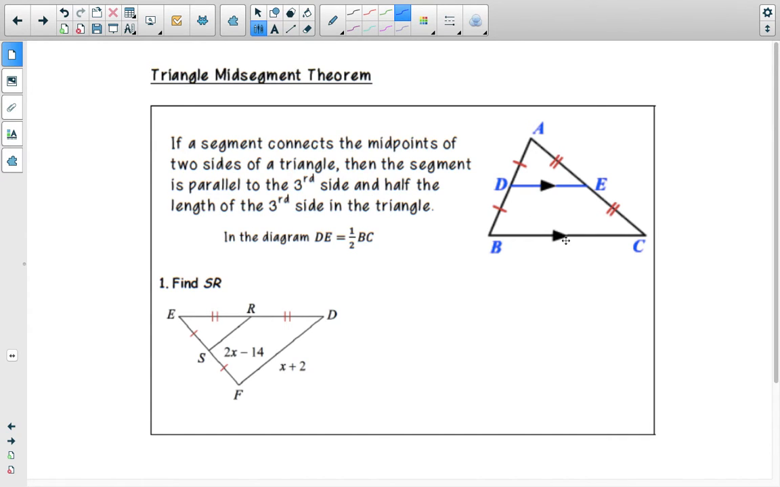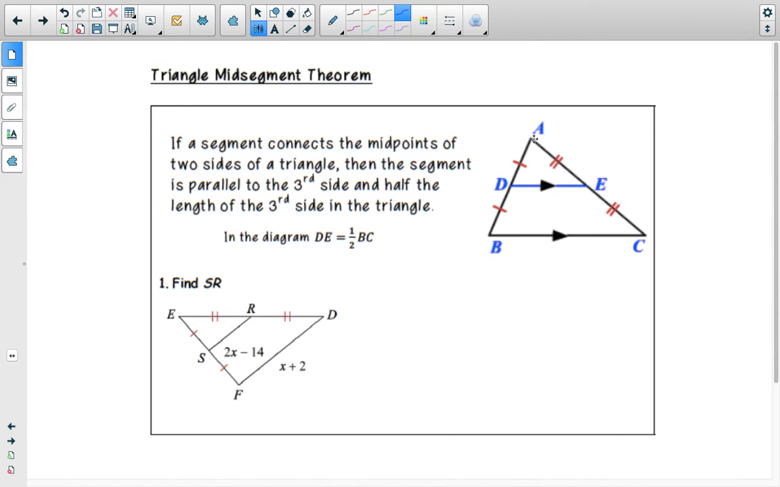So what this means, if a segment connects the midpoints of two sides of a triangle, so point D here is in the exact middle of segment AB. So D is the midpoint. Point E is in the exact middle of segment AC. So it is the midpoint. These tick marks show that. This tick mark is the same as this tick mark, which shows that the segment of A to D is the exact same length as segment D to B, because they both have one tick mark.